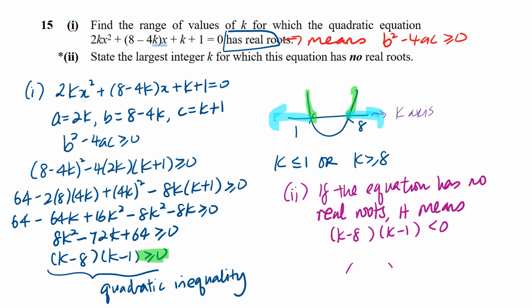Alright, so let's look at part 2. If the equation has no real roots, it means the value of the discriminant will be less than 0. So if you draw your quadratic curve again, the region you're interested in is less than 0, which is below your k-axis. And the corresponding k values will be between 1 and 8.